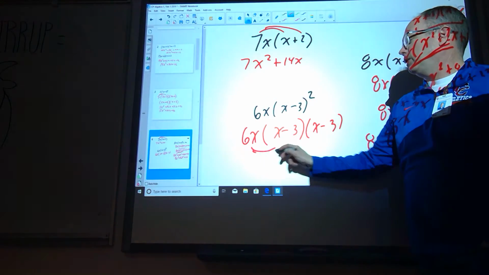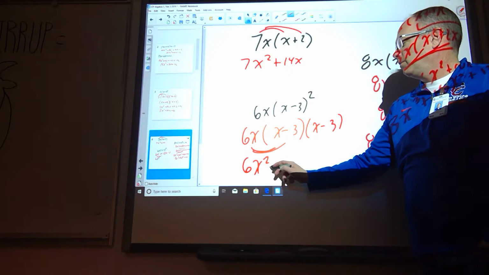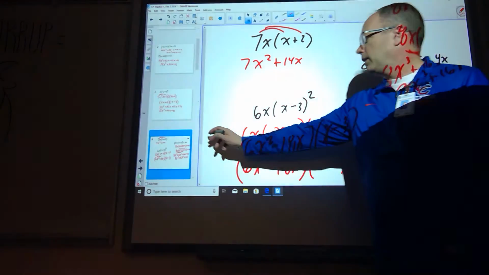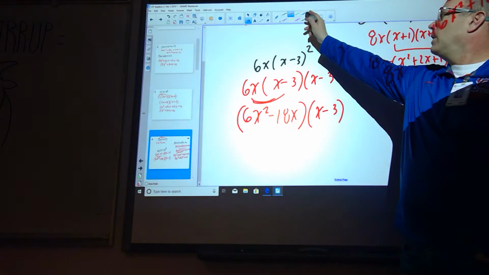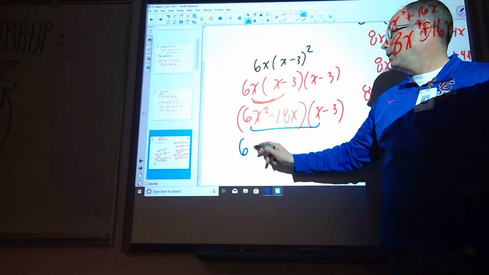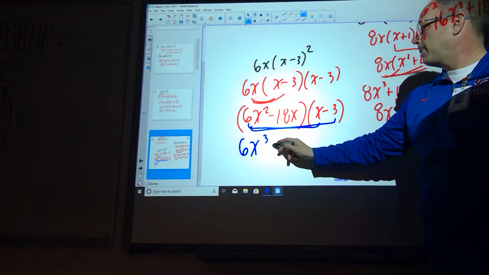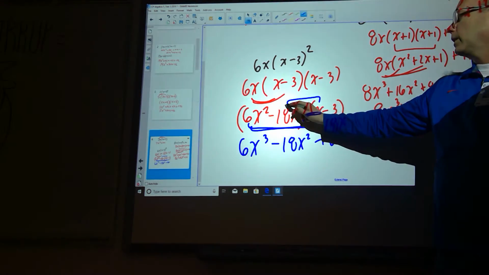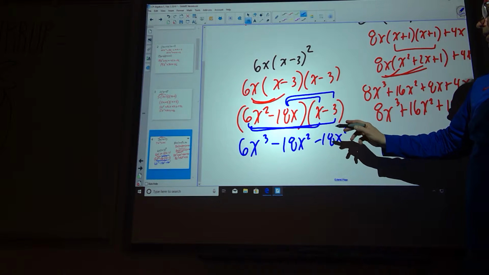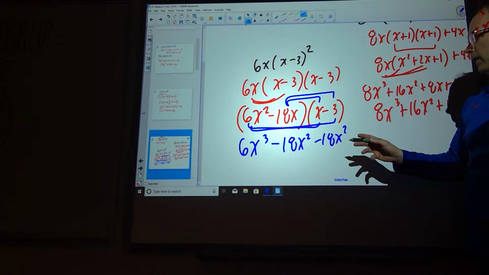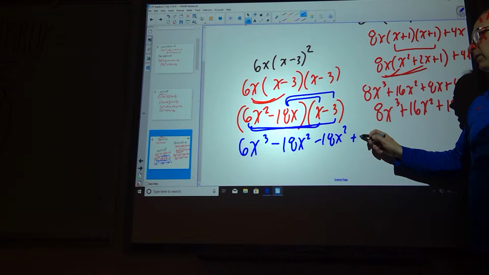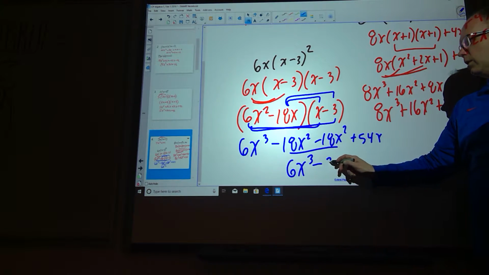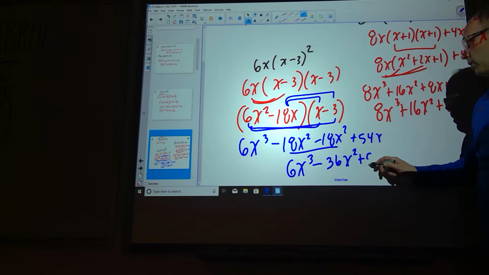So let's just do this, just to show you we can do that as well. So that's going to give me 6x squared minus 18x times x minus 3. Got to move it down because I ran out of room. Then multiply this out. Oh, this one's going to work out nicely. That's squared. Cool. And plus 54x. Here's my only like term, so I got 6x to the third minus 36x squared plus 54x.